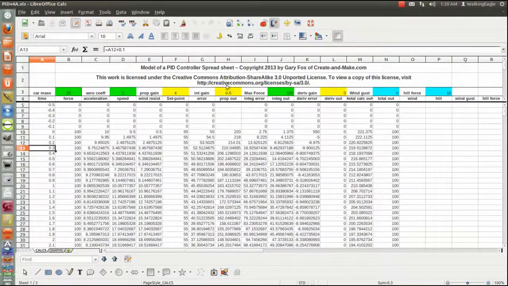Okay, I've got those three gains: the proportional gain, the integral gain, and the derivative gain. And I've got quite a bit of proportional gain tonight. And I currently have derivative gain at 0. Okay, I added two more things.